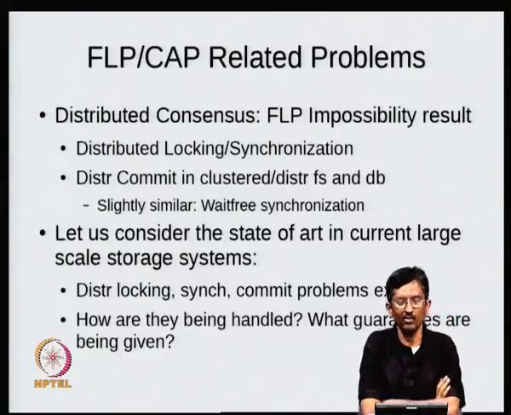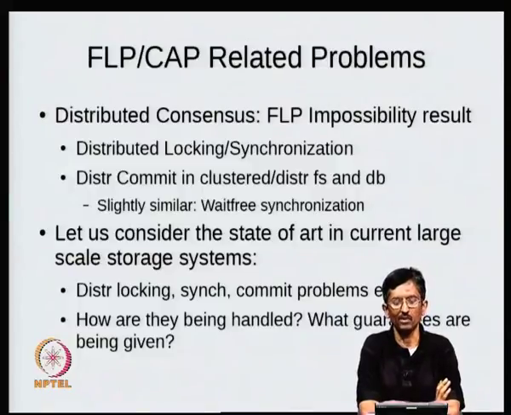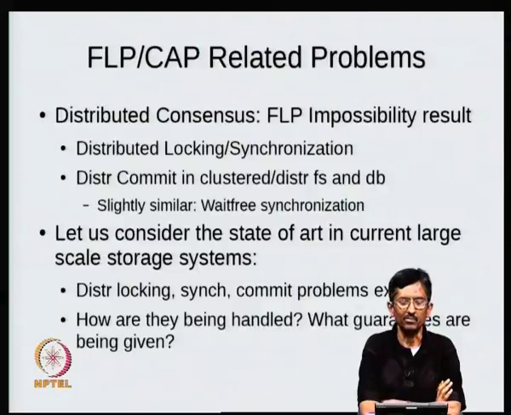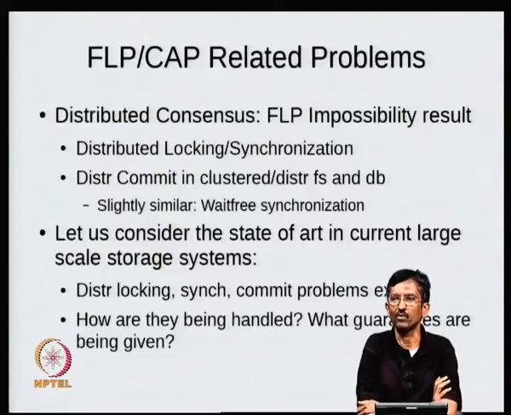So today I will talk in a slightly more detailed way with respect to these problems. First, as we mentioned before, distributed consensus is not possible. This is the Fischer-Lynch-Paterson result. It shows that distributed consensus is not possible even with one faulty processor.